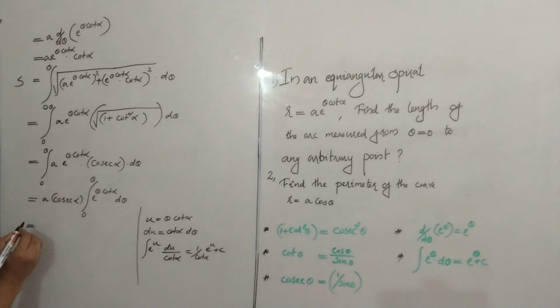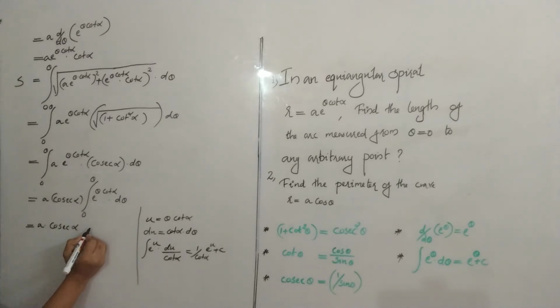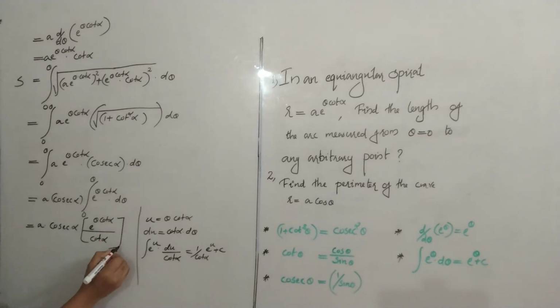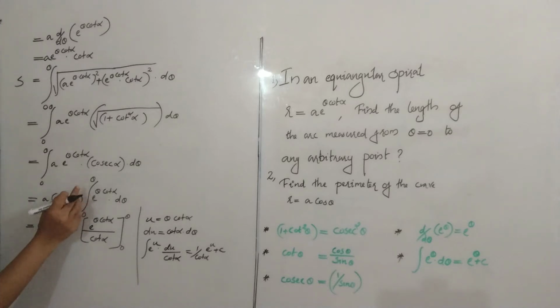Or equal to a into cosec alpha, e raised to u, which is e raised to theta cot alpha, divided by cot alpha, and the limits varying from 0 to theta. For a definite integral, there is no need of a constant.